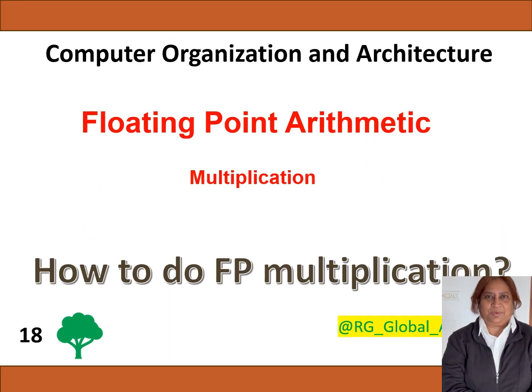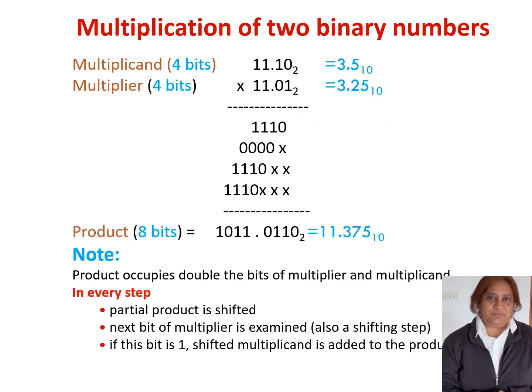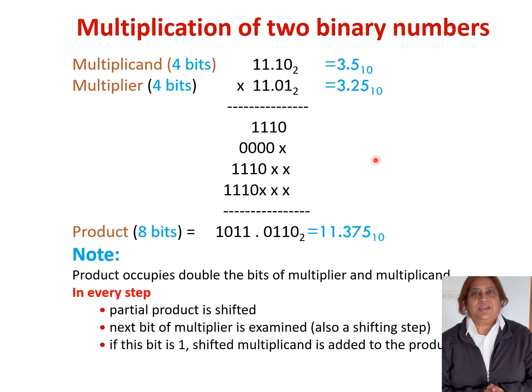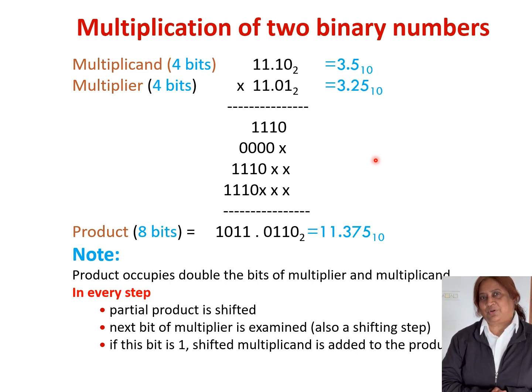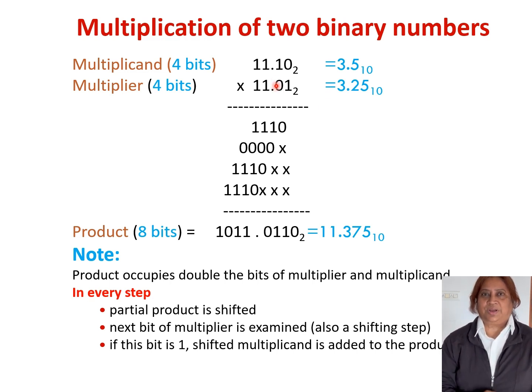So let's dive in how to do floating point multiplication. First of all, let's take a simple example where two binary numbers are getting multiplied. And this is called the binary point. Digits before the binary point are the integer part and digits after the binary point are the fraction part. And you can notice that the first number is called the multiplicand and the second number is called the multiplier.